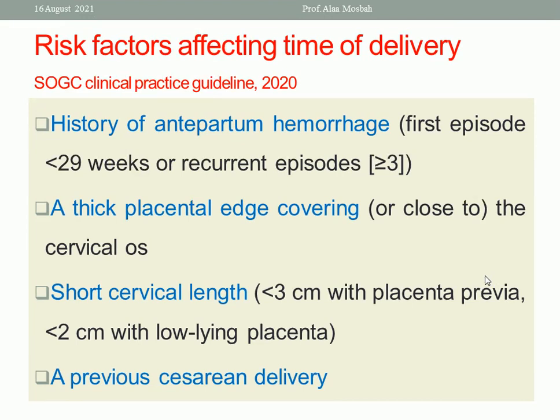First, history of antepartum hemorrhage: first episode before 29 weeks or recurrent episodes equal to or more than 3. The second risk factor is thick placental edge covering or close to the cervical os. The third risk factor is short cervical length, less than 3 cm with placenta previa, or less than 2 cm with low-lying placenta. The fourth risk factor is a previous cesarean delivery.